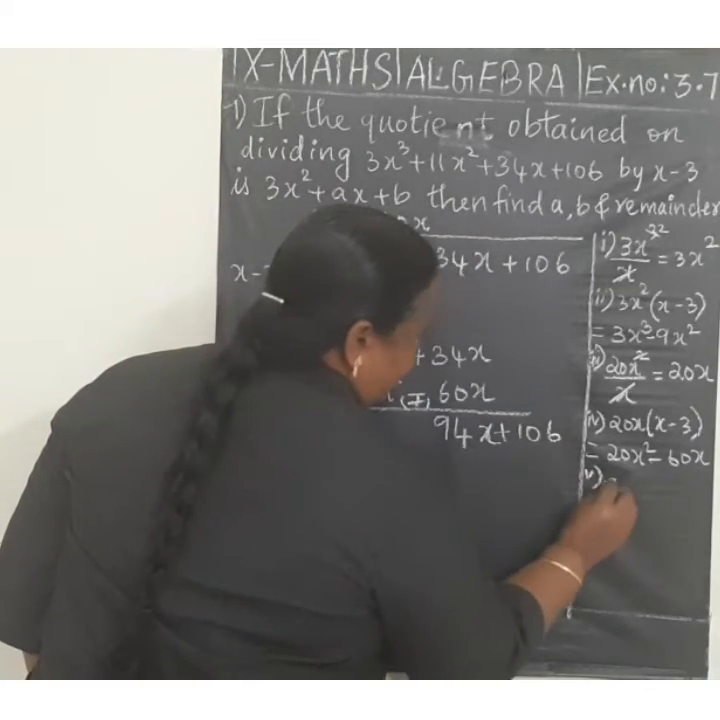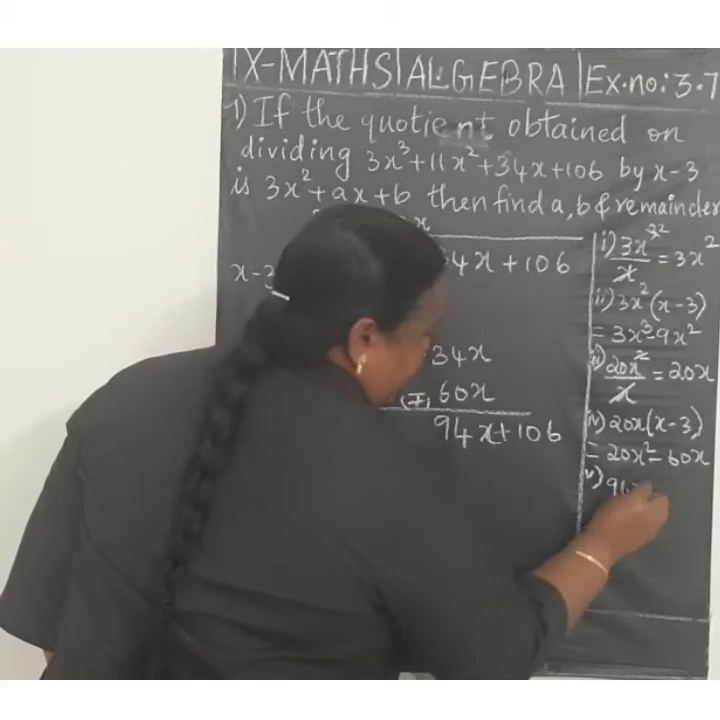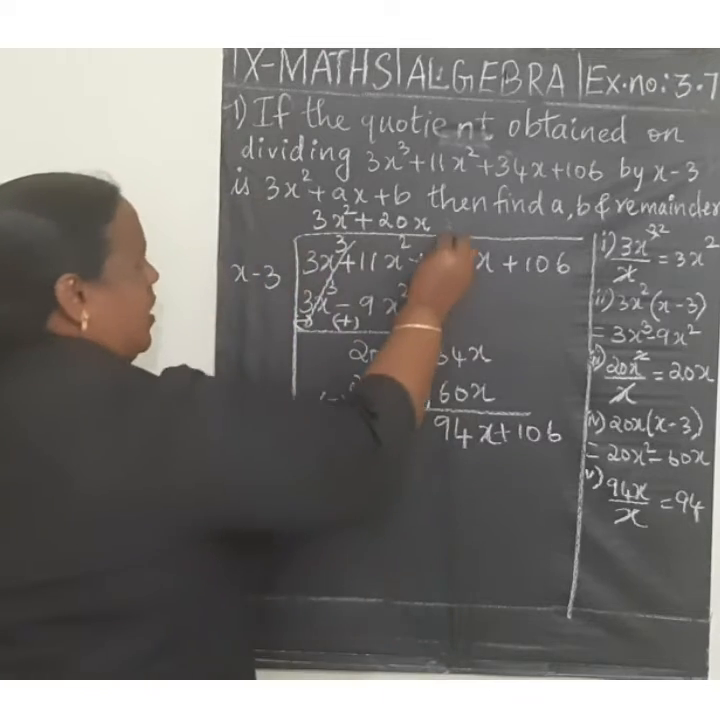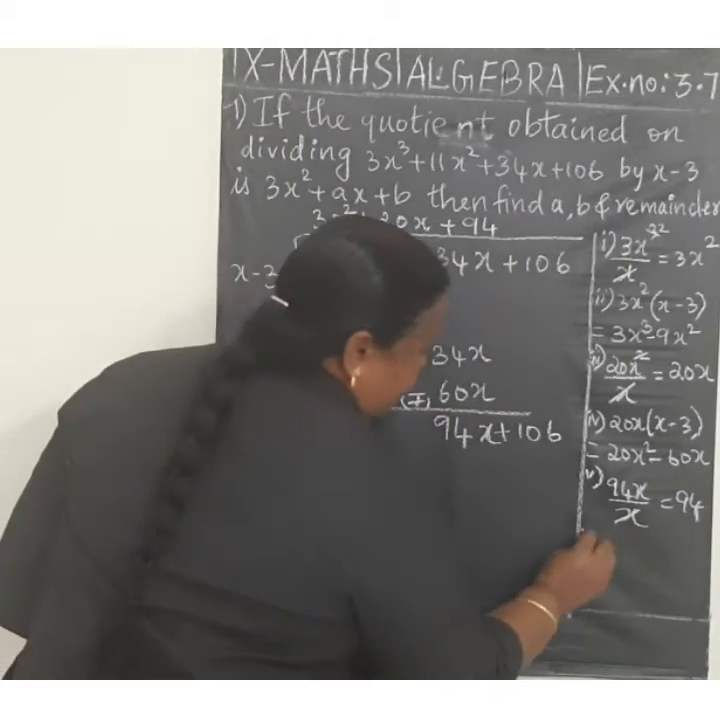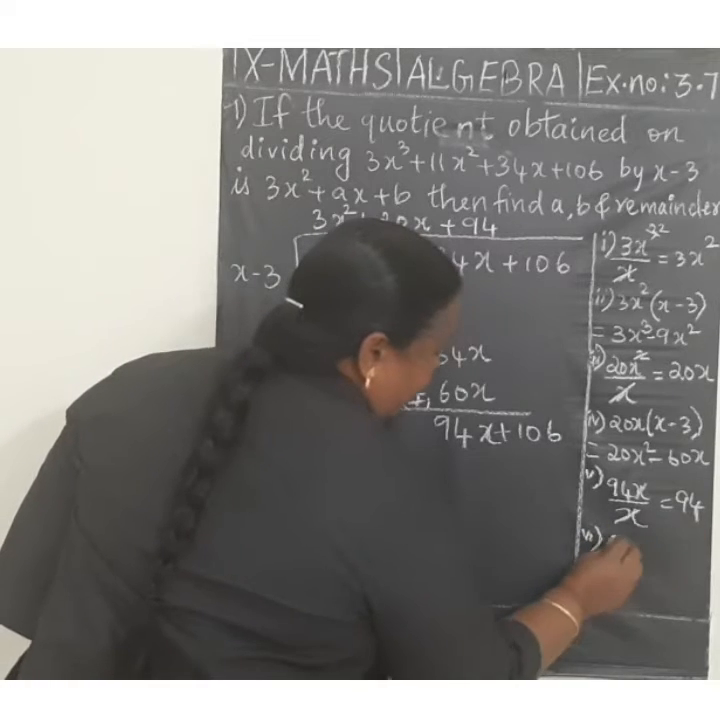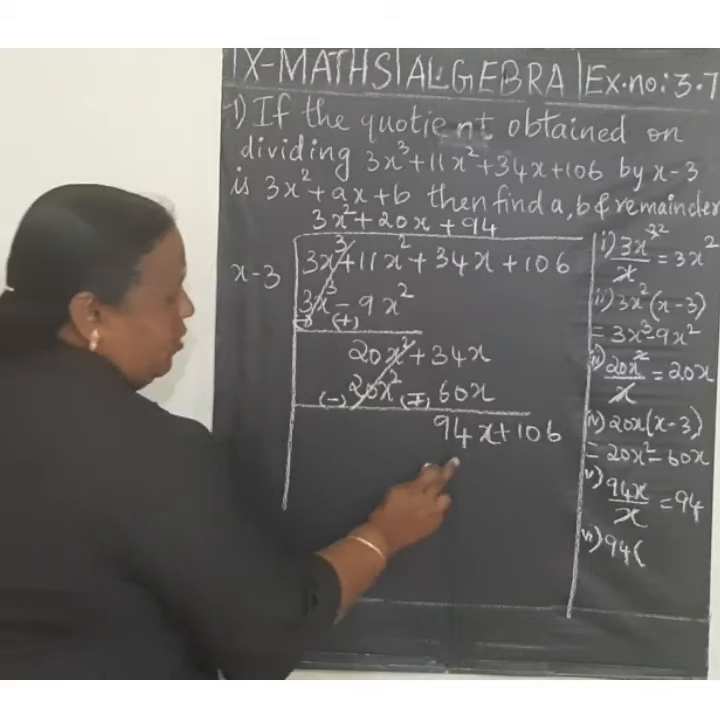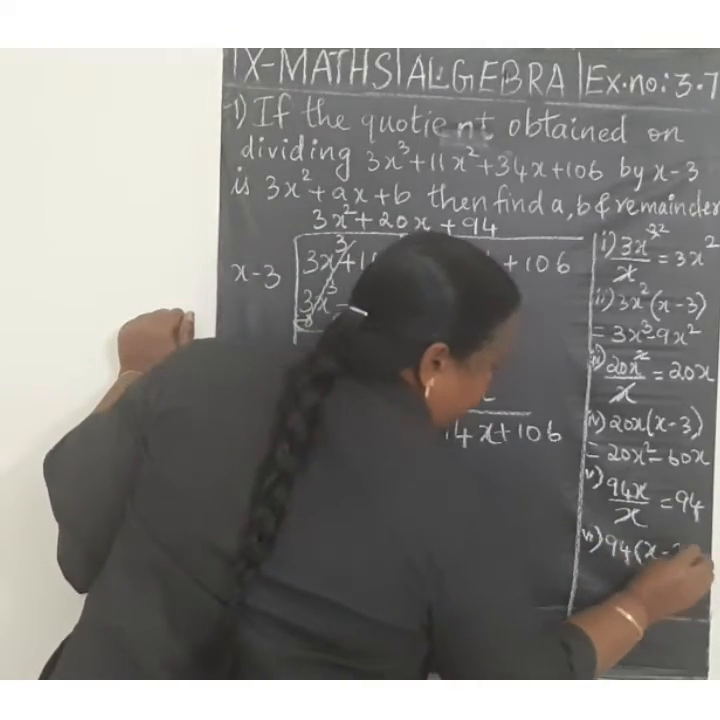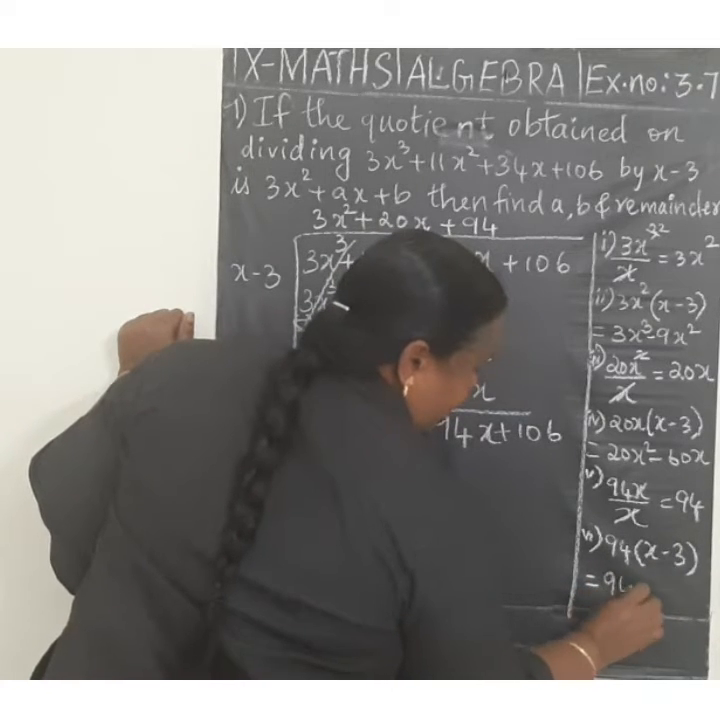So the fifth step is 94x divided by x. The x will get cancelled, so we will be getting plus 94. Next, we have to take this 94 and multiply it with the divisor to get these terms. So 94 into x minus 3 is equal to 94 into x.